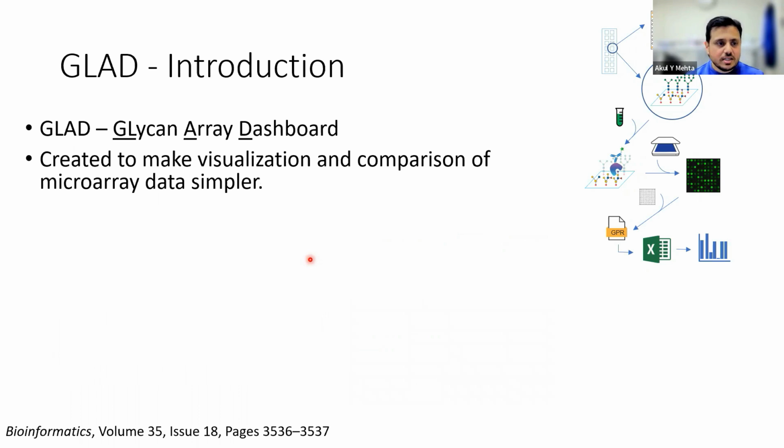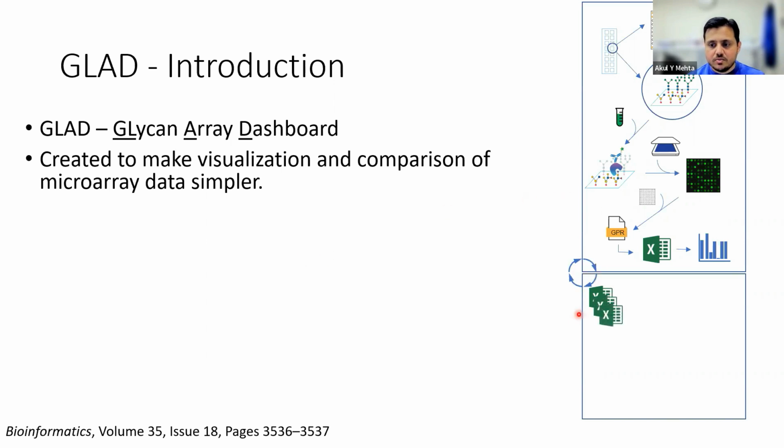So to overcome all these hurdles, I started developing this software called Glycan Array Dashboard. The main aim of GLAD was to make visualization and comparison of this microarray data simpler. So the way it works is, once you have a number of experiments, you could have multiple files, and you can put it in GLAD and it'll actually give you comparative visualizations such as heat maps. And also it has inbuilt filtering and sorting capabilities and data wrangling capabilities.